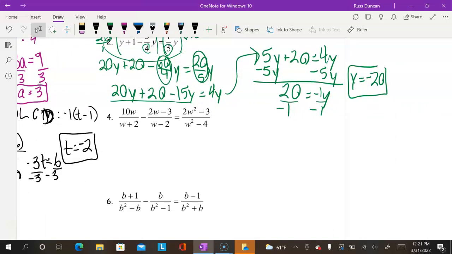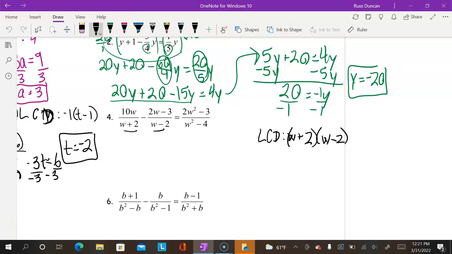All right? Okay. Number 4. Number 4 is tricky, like all of them, like I've said over and over. So you've got w plus 2, so my least common denominator. You've got w plus 2 and w minus 2. Those are not the same.